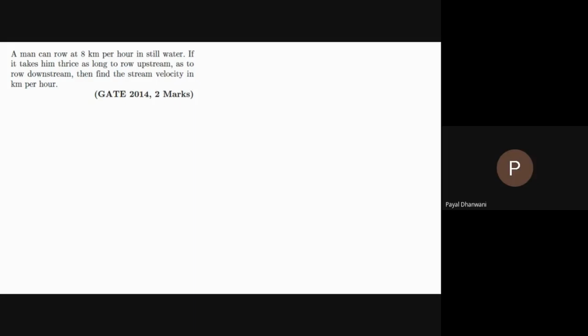Four kilometers per hour. Okay, that's the correct answer. 4 kilometers per hour.